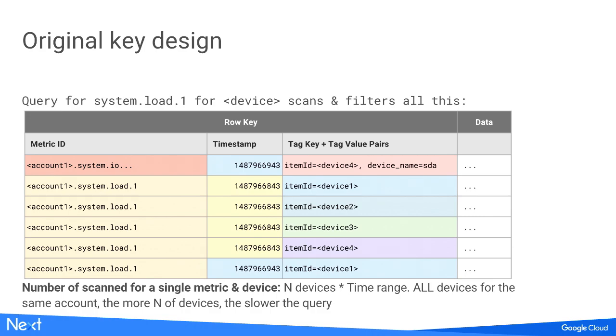And this meant that the number of scan rows was the number of devices multiplied by the time range. So for big accounts, all the devices for that account would get queried and scanned. And this reduced the performance of the system as the customer got bigger. We discovered this with our monitoring once we started to get to production to test that.